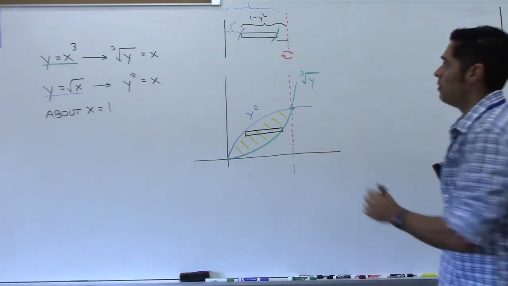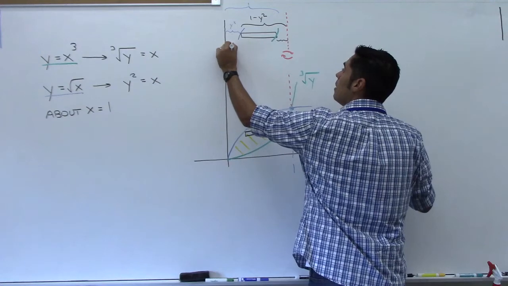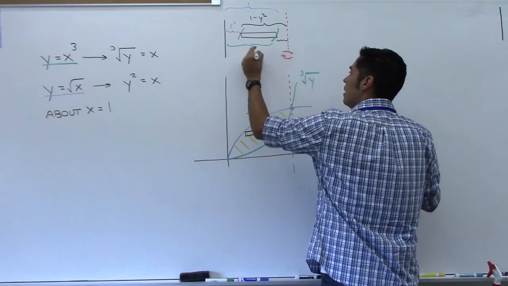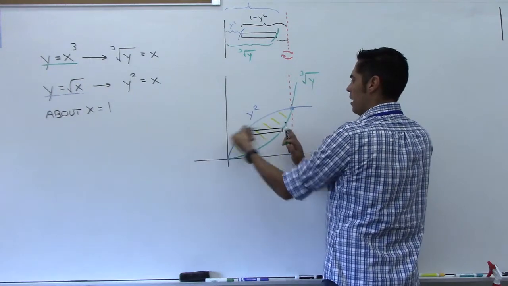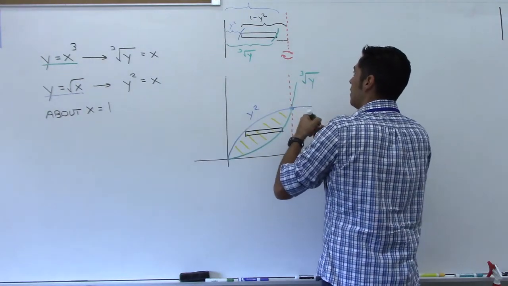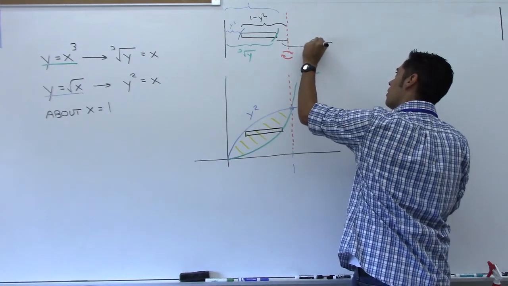Same exact principle for this one. You know that the distance from here to here is cube root of y, that's this distance, y-axis to here, and that means that this distance has to be 1 take away the cube root of y.